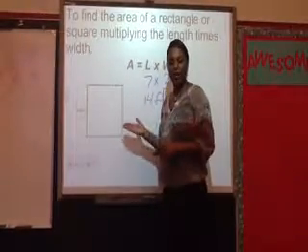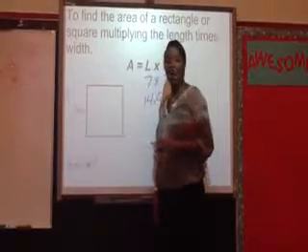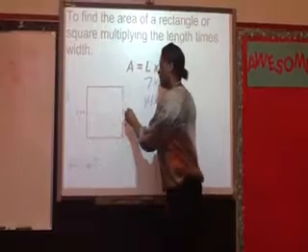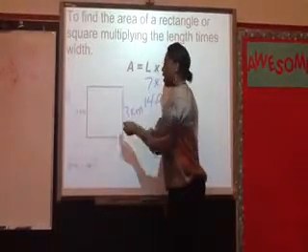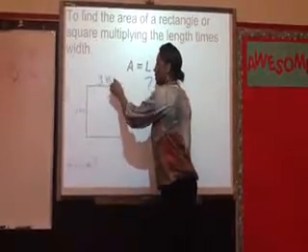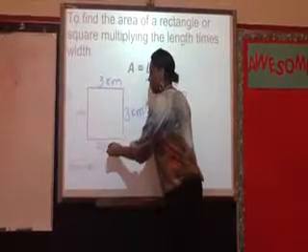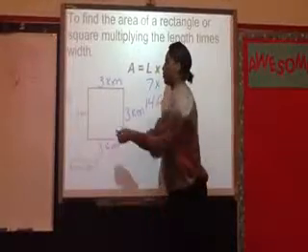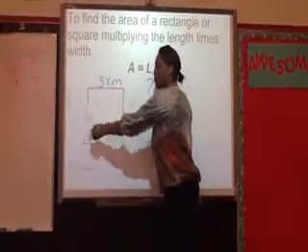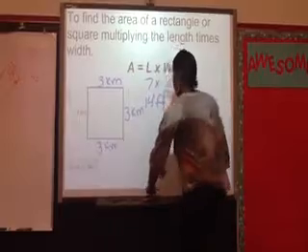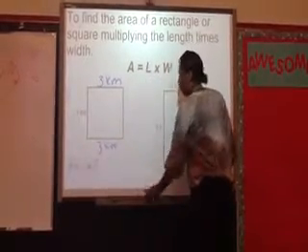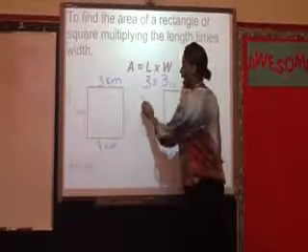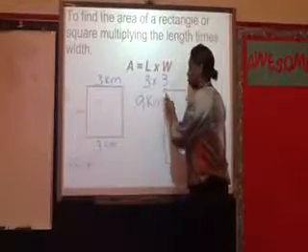Over here we have a square. What do we know about a square? That all sides are equal. So if they tell us this side is 3 kilometers, then this side is 3 kilometers, this side is 3 kilometers, and this side is 3 kilometers. But to find the area, all we need is the length times the width. The length is 3, the width is 3, so area would be 3 times 3. 3 times 3 is 9 kilometers squared.